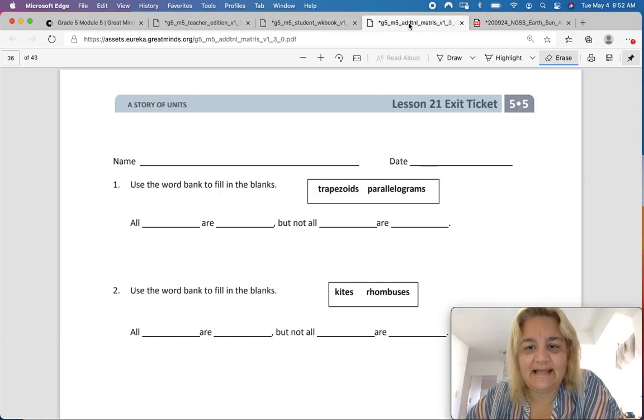All right, now your exit ticket. Use the words to fill in the blanks: trapezoids, parallelograms, and kites and rhombuses. So you just have to get them all in the right order.